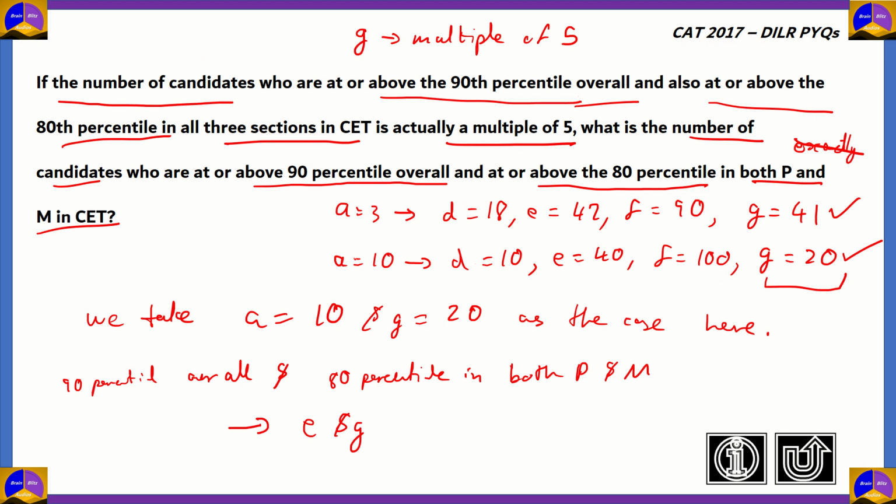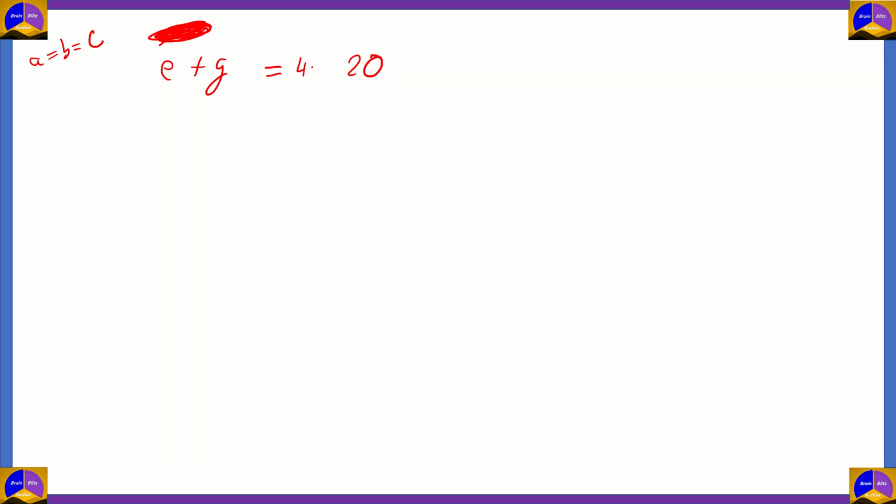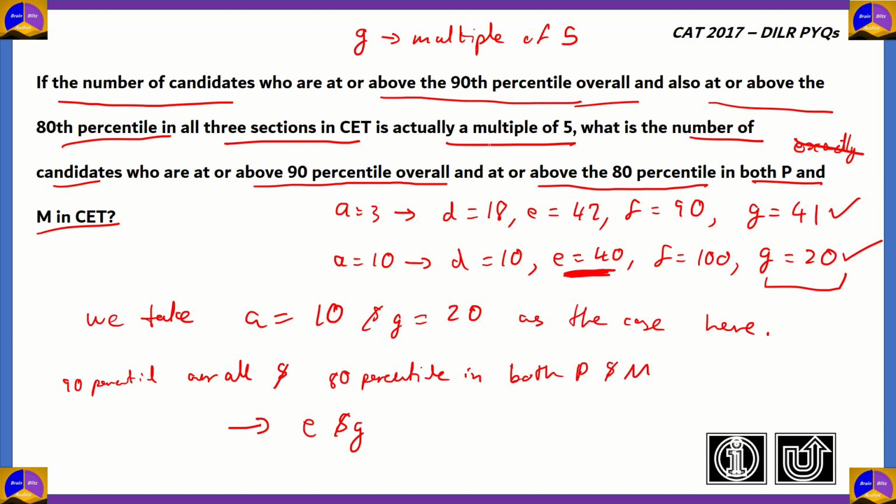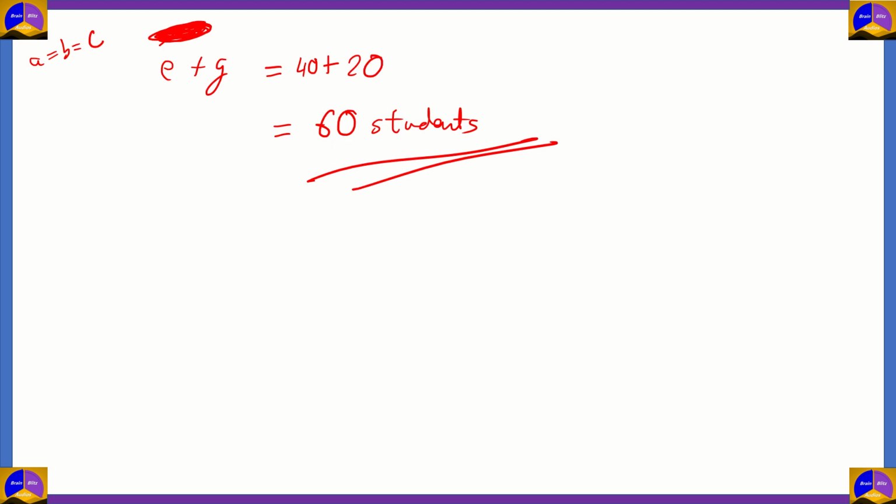Now for G equals 20 and A equals 10, we know that the value of E, this is what we've solved, is equal to 40. So the value of E is 40, the value of G is 20. When you add them up, the total number of candidates would be 60. So people who scored 80 percentile or above in both physics and math, and who are above 90 percentile overall in the CET, would be 60 candidates.